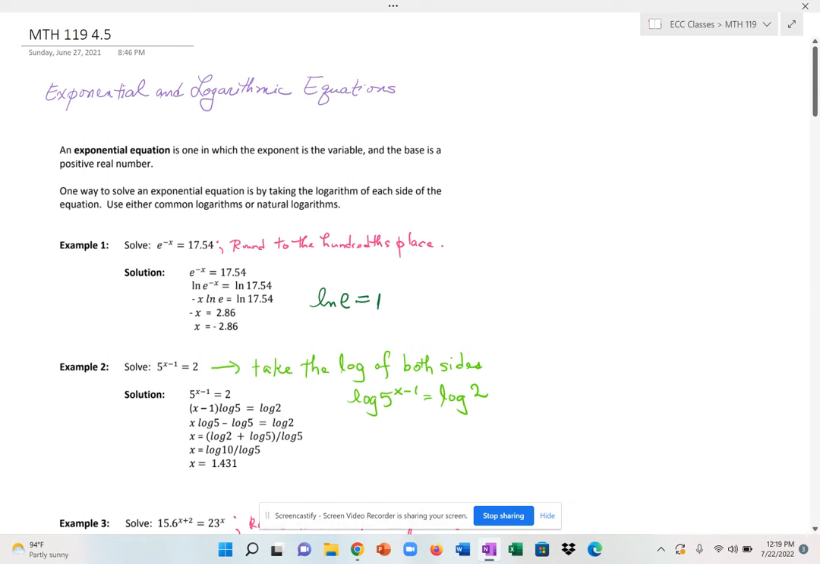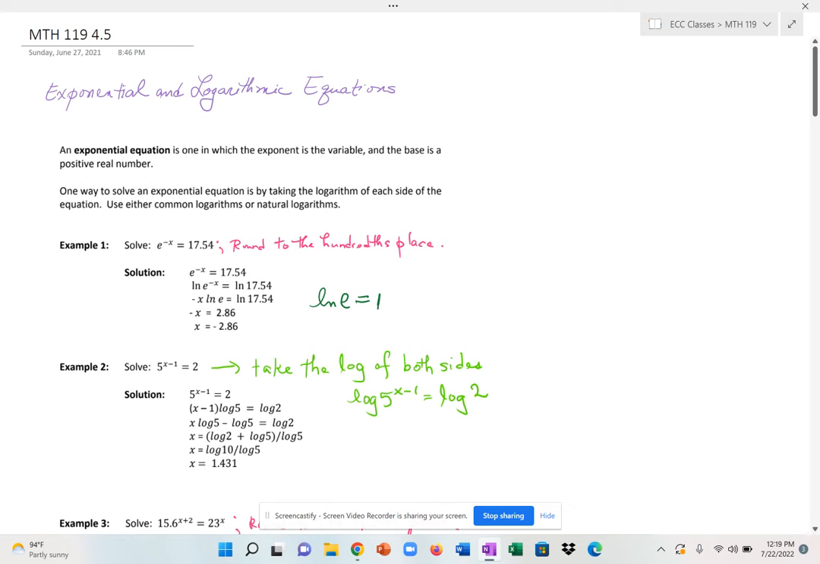Hi, this lesson is about solving exponential and logarithmic equations. So we'll start with exponential equations. An exponential equation is one in which the exponent is the variable and the base is some positive number.